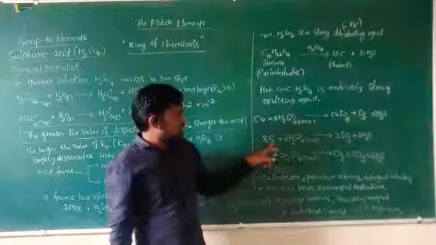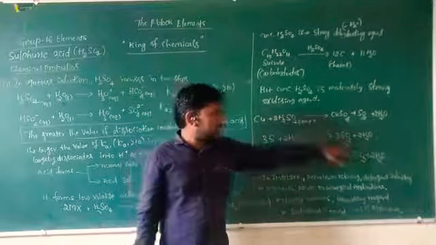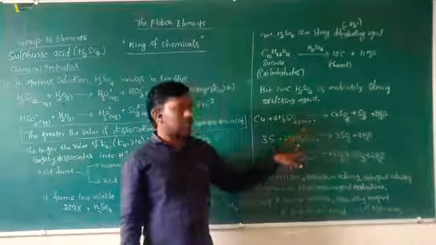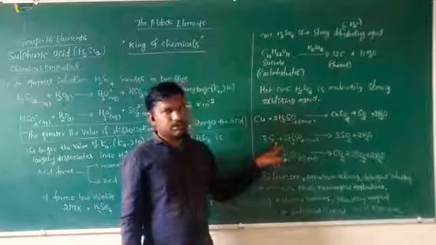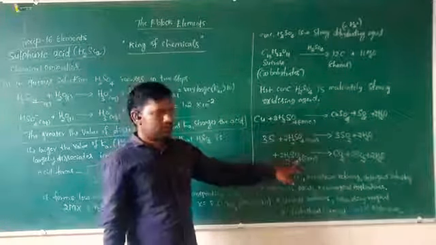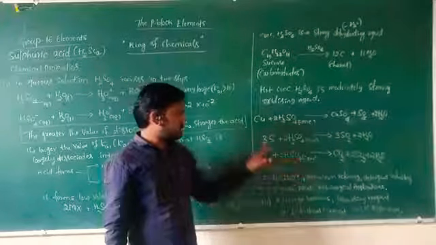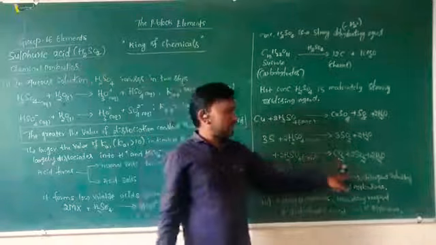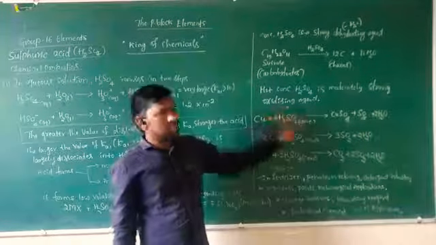Like that, sulfur gets converted to sulfur dioxide by reacting with concentrated sulfuric acid. So it oxidizes sulfur to sulfur dioxide. And concentrated sulfuric acid, H2SO4, oxidizes carbon to carbon dioxide, so it is a strong oxidizing agent.